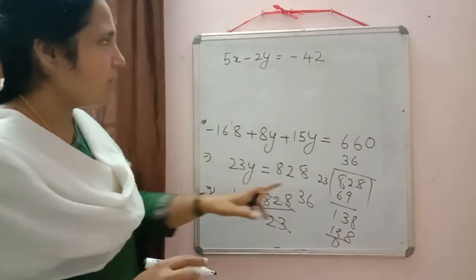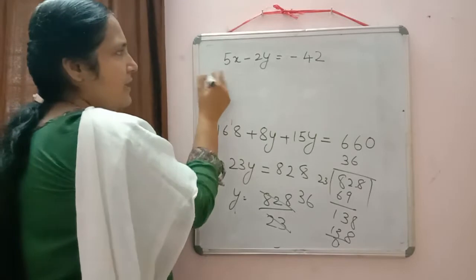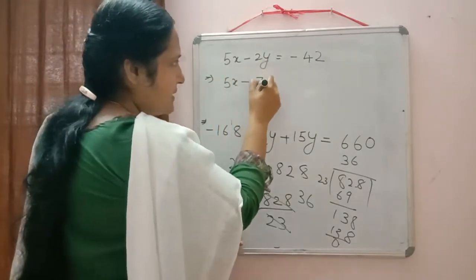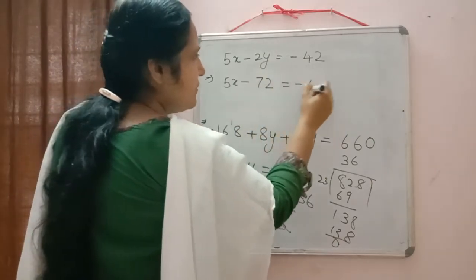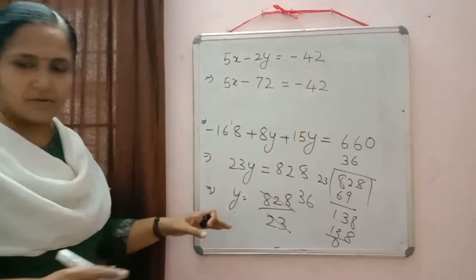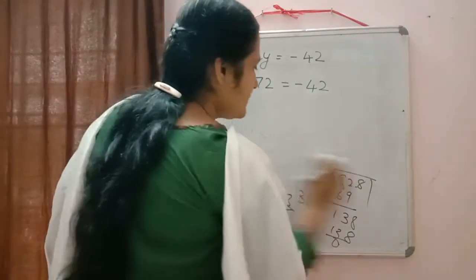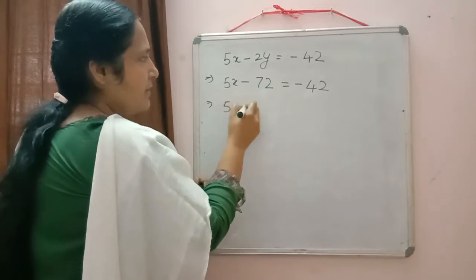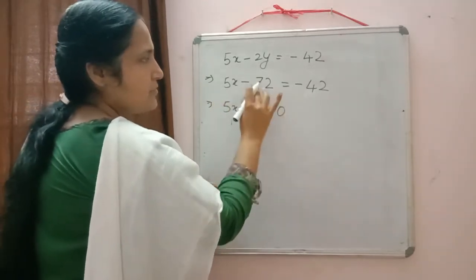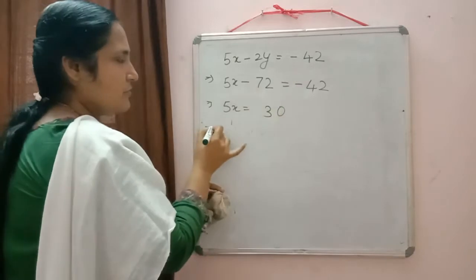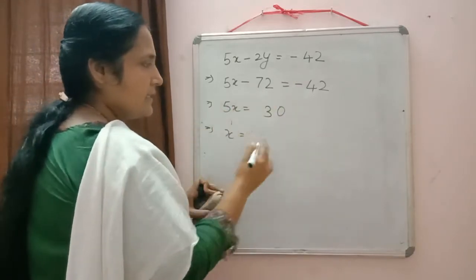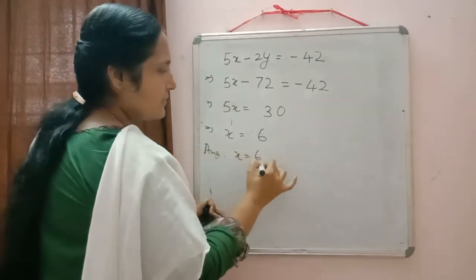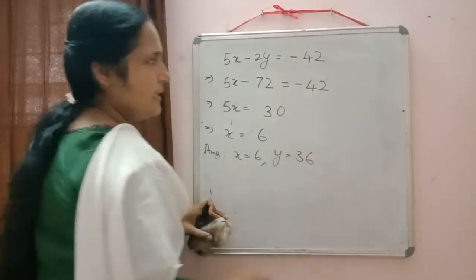Now we got y is equal to 36. So substitute there. We'll get 5x minus 2 into 36, which is 72, is equal to minus 42. So 5x is equal to minus 42 plus 72. So subtraction will come: 2 minus 2 is 0, 7 minus 4 is 3. So we will get x is equal to 30 divided by 5, which is 6. So the answer is x is equal to 6 and y is equal to 36.